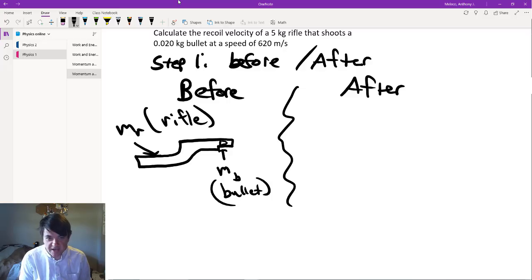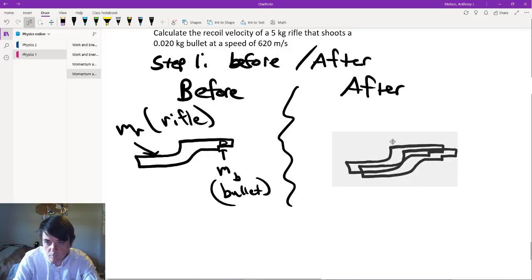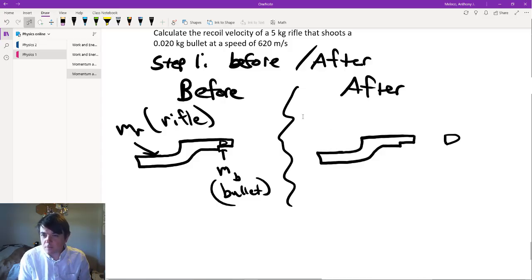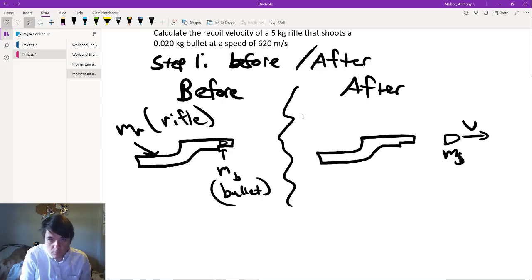What happens afterwards is the bullet will be shot and move at velocity v. Still have MB. And then MR.